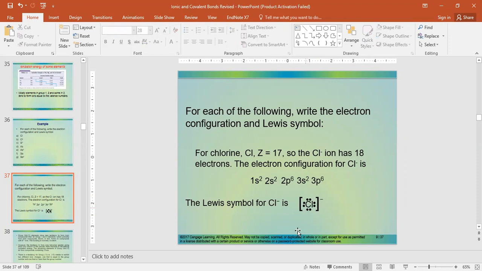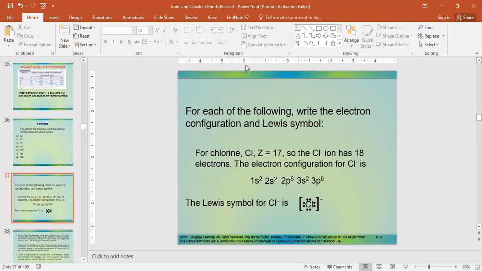Any questions so far? Any questions, students? Sir, so these dots are showing the total number of electrons that this chlorine ion has. Yes. Okay. And you can see there is a negative because an extra electron has been added.